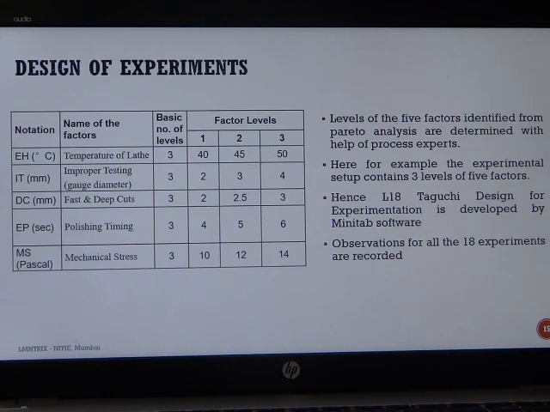Now, in the design of experiment stage, we identify the different levels of the 5 factors, which are identified based on the expert advice. Here, for example, we have 5 factors and 3 levels. So, for our case, the L8 Taguchi design of experiment is suitable. What this means is that we have to perform 8 experiments to determine all the possible combinations of experiments. So, all the experiments are recorded and finally we come to the analysis.